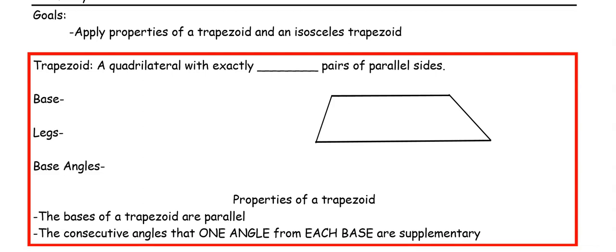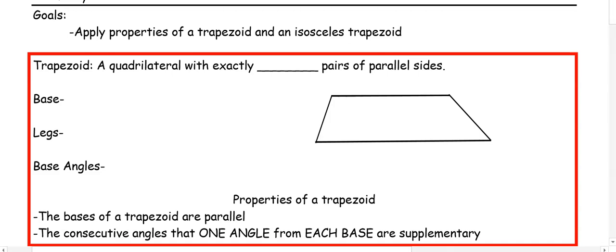This video is about applying the properties of a trapezoid and an isosceles trapezoid. So trapezoids and isosceles trapezoids are different from the other shapes that we have talked about so far. They are not related to a parallelogram, rectangle, rhombus, or square.